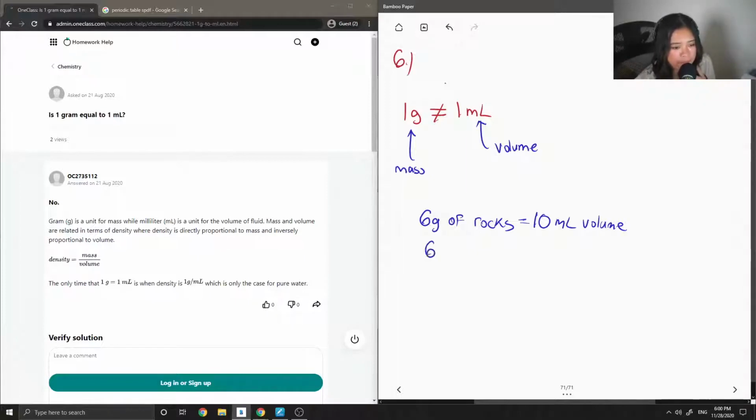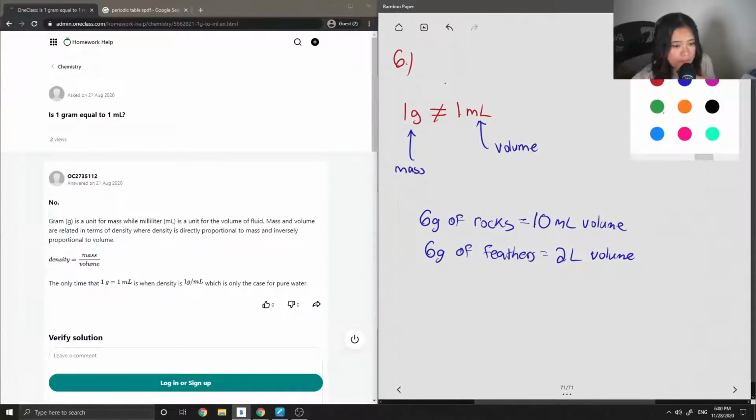But let's say we have 6 grams of like feathers, you would need way more feathers to get 6 grams. Let's say you need like a whole 2 liter volume of feathers. So that's the reason why 1 gram isn't equal to 1 mil. The only time where it does is for pure water.